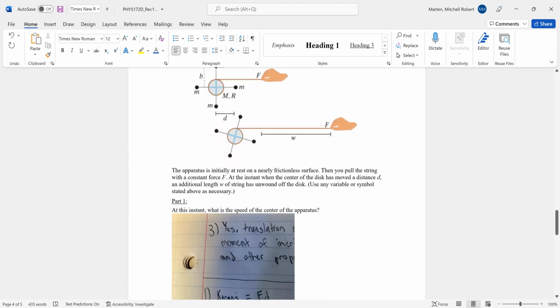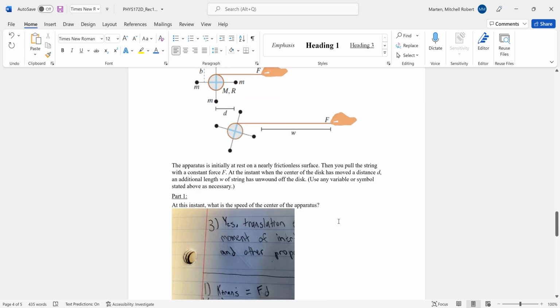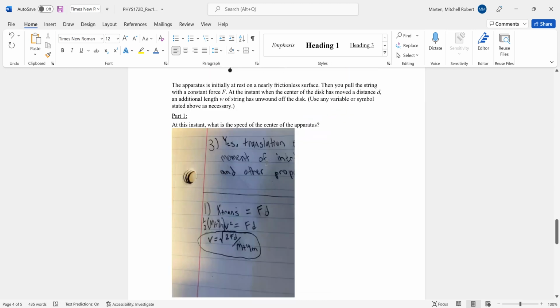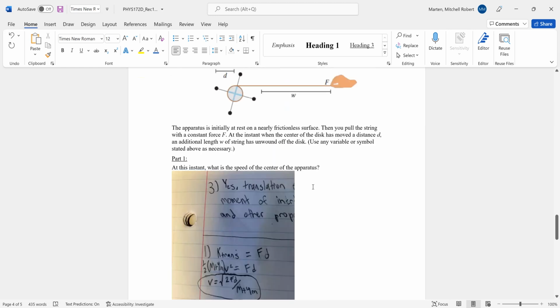It tells us it rests on a frictionless surface. It tells us that we pull the string with a constant force F, and at the instant when the center of the disk has moved a distance D, an additional length of W of string has unwound off the disk. And so part one, it's asking what is the speed of the center of the apparatus.